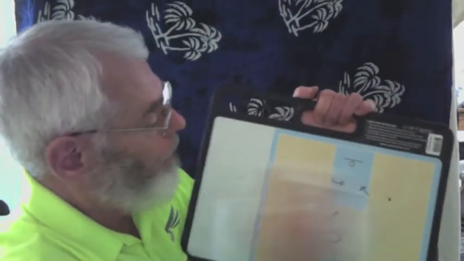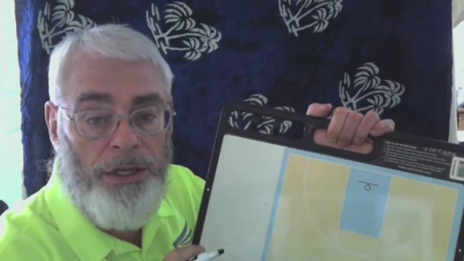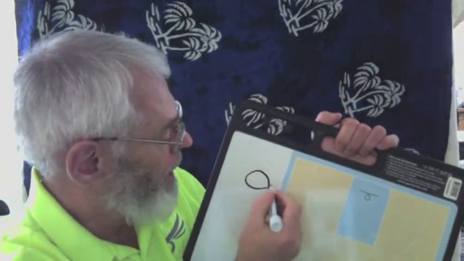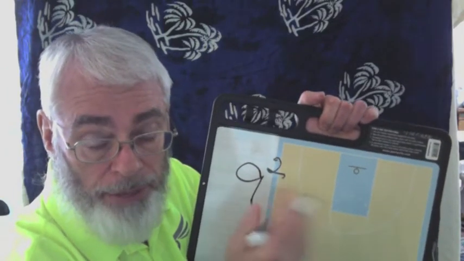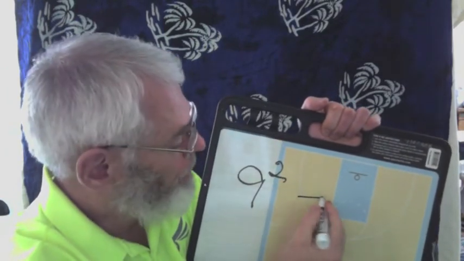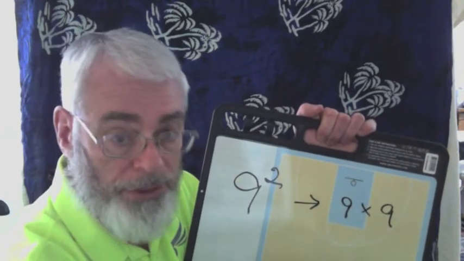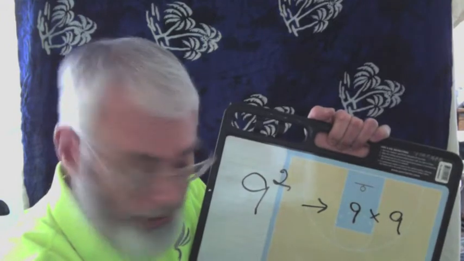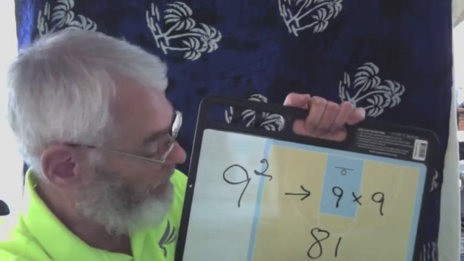I'll get my handy dandy eraser here. We'll do another one just for an example. Let's try squaring the number 9. So I would have 9 squared. And what does that mean? That means 9 times 9. So 9 times 9 is equal to 81. Very good. So 9 squared is 81. Well, that's how we square things.